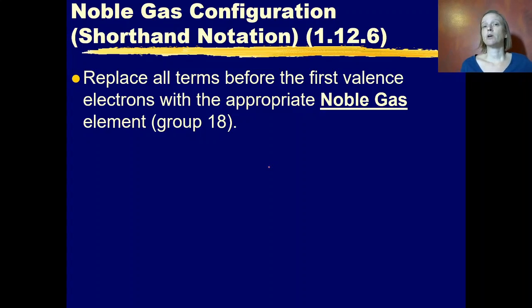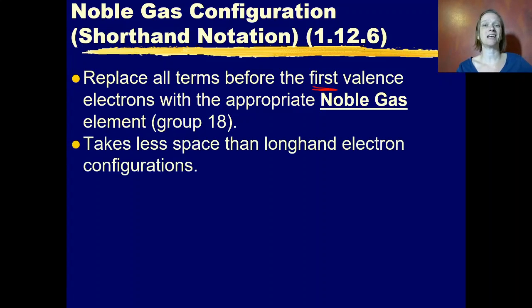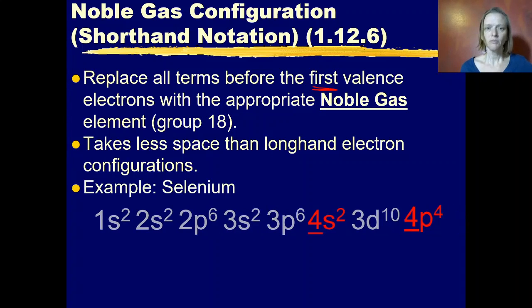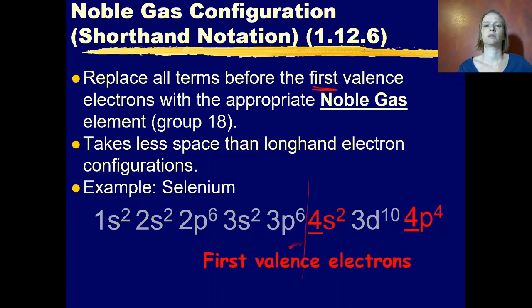And what we're going to do is replace all the early terms before the first valence electrons. We're going to replace them with the appropriate noble gas element. So this is going to take less space than the longhand electron configuration, which is great. So let's use this selenium example again. Here, we've got these 34 electrons, and my valence electrons start here. That's my first valence electron there with the 4s2.